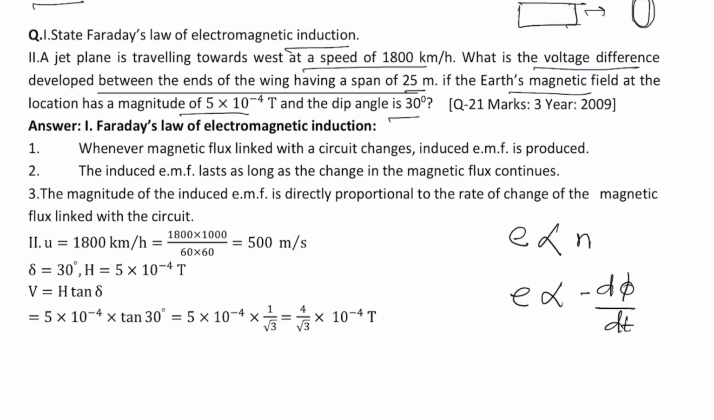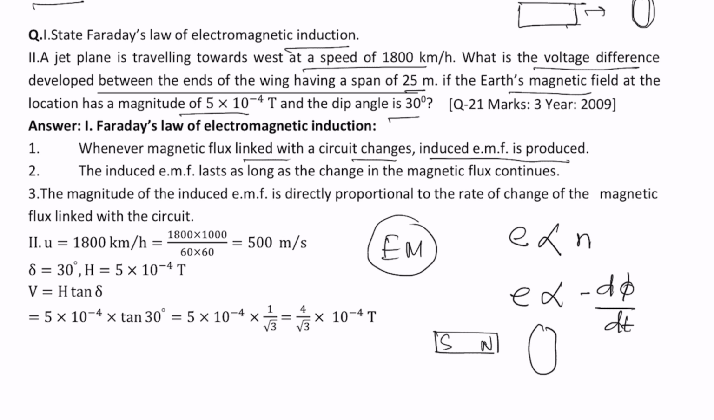So whenever magnetic flux linked with the circuit changes, induced EMF is produced. Means in order to produce electromagnetic induction, we need a magnetic flux, and it should change with time. Either you move the magnet towards a static coil, then as long as it moves, the magnetic flux cutting the coil will change.